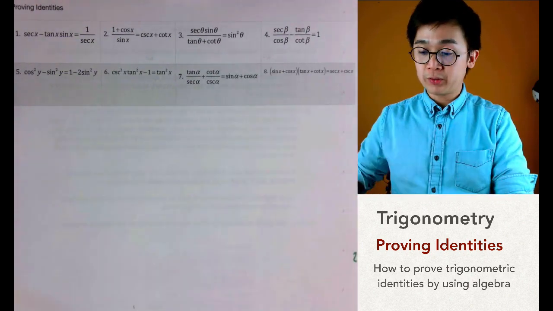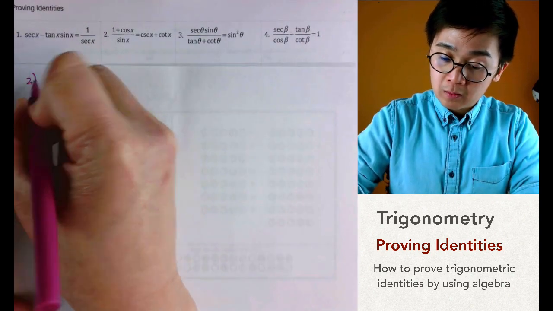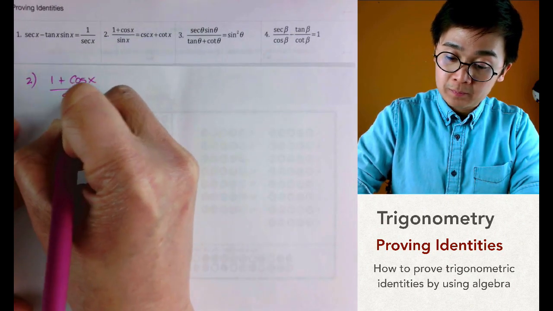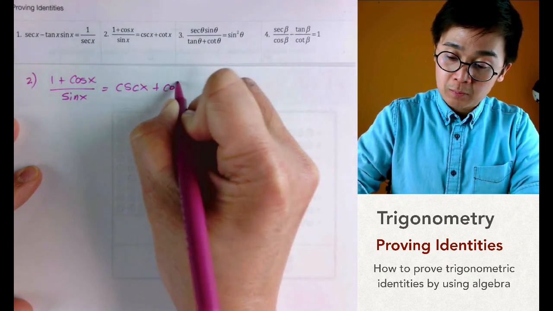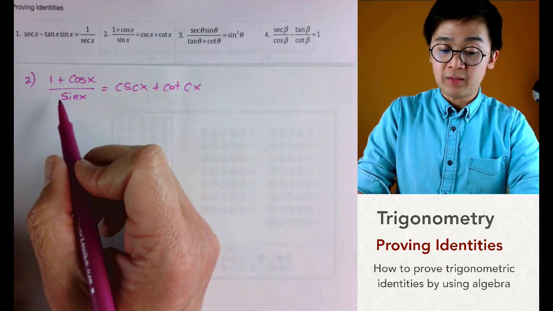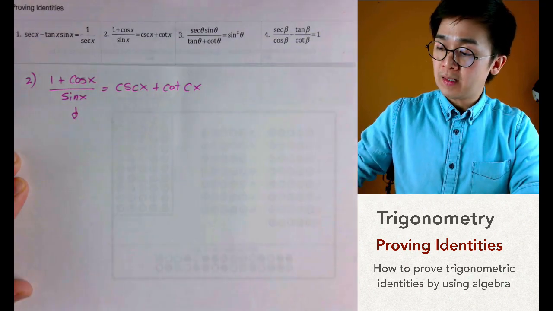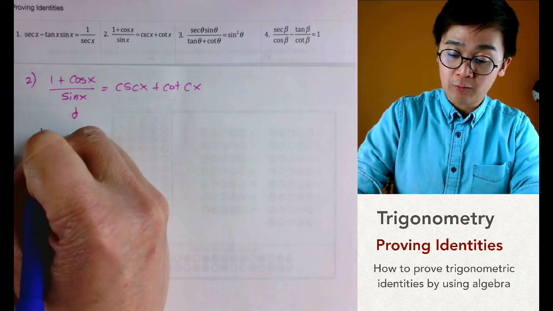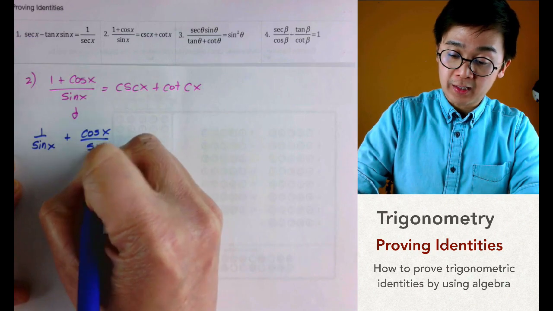And for problem number 2 we'll have 1 plus cosine x equals cosecant x plus cotangent x. In this case I'm going to simplify this side of the equation. I can separate the fractions since I have a single denominator, so I'll have 1 over sine x plus cosine x all over sine x.